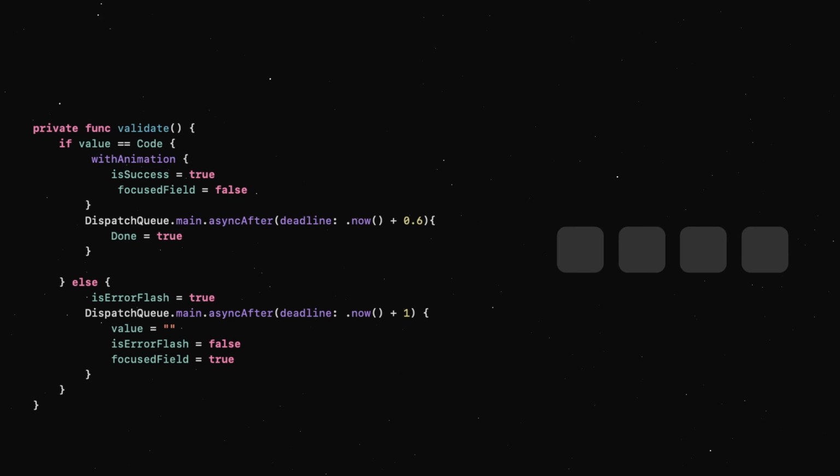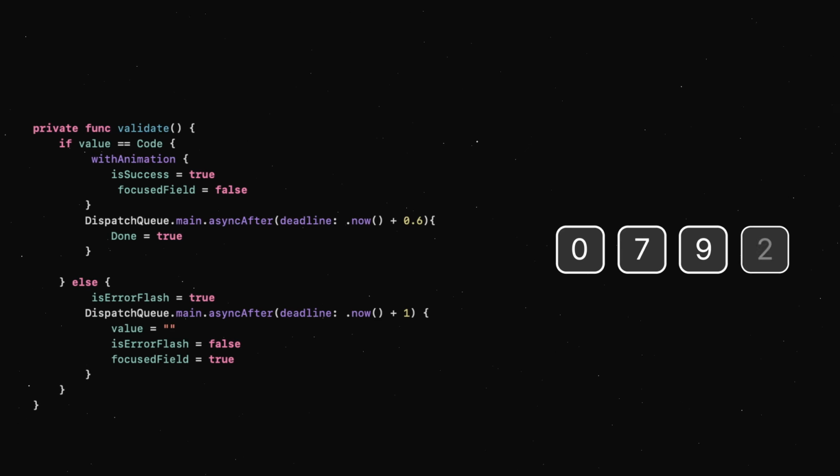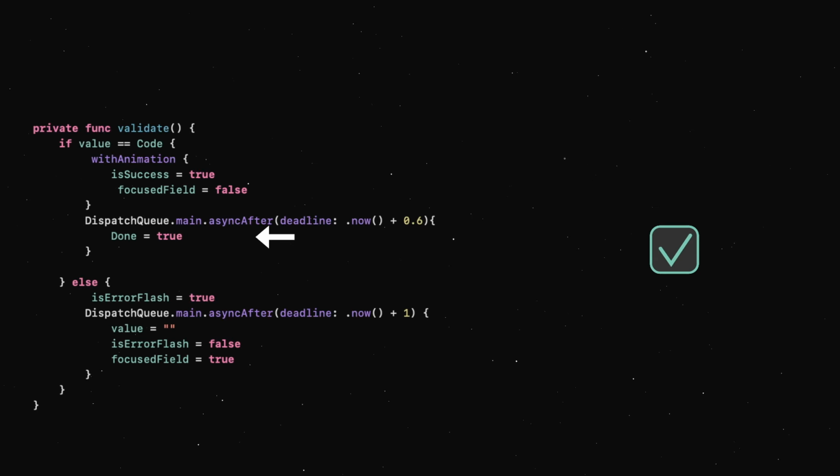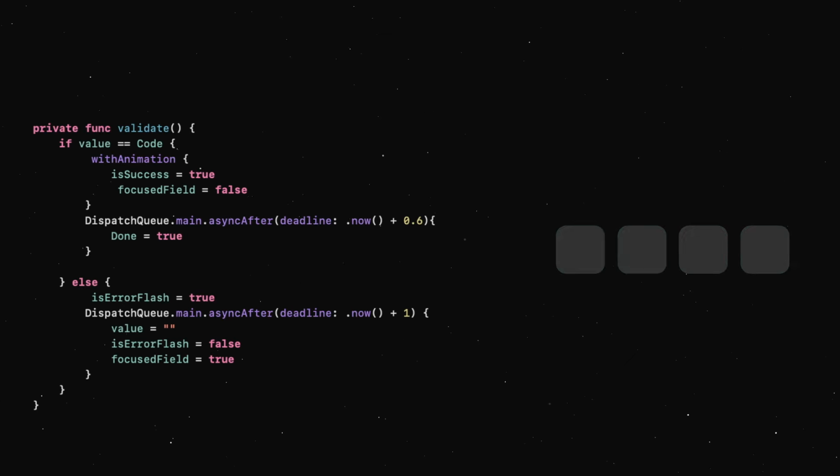And then there's the validate function. This is where the real check happens. Once the user finishes typing all the digits, we compare what they wrote with the actual code. If it matches, we set isSuccess to true and stop the user from typing more. And then after a short delay, we toggle done to show the check mark. If the code is wrong, we quickly flash red, clear the input, and bring the focus back so they can try again.